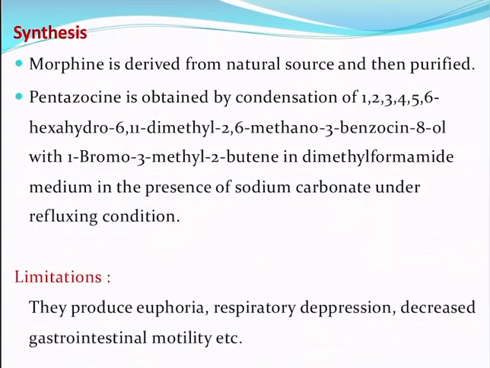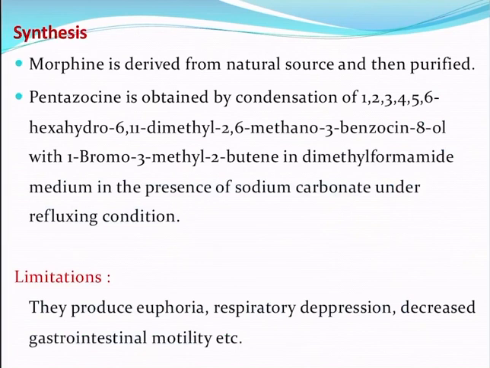And how are we going to synthesize this? Morphine is derived from natural sources and then purified. From this, various analogues are prepared. We are going to further derive this naturally obtained morphine and convert it into various different analogues. The next one is pentazocine.